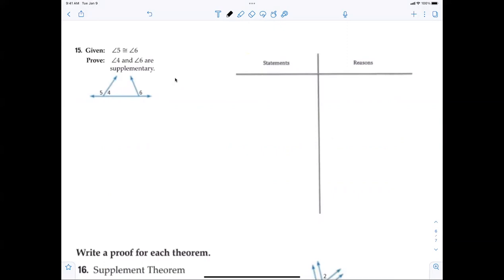Given angle 5 is congruent to angle 6. And of course, that's just what? That's just given. All right, so I need help here, guys. Come on, someone be brave. Okay, go.